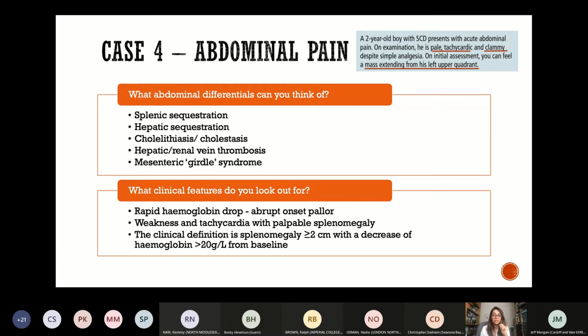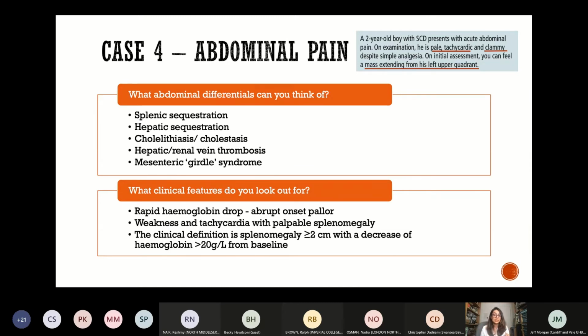Any patient with sickle cell disease presenting with abdominal pain should be assessed for splenic sequestration. This is a complication that is seen mostly in children under 2 years of age. In terms of clinical features, there is a rapid haemoglobin drop that causes that abrupt paleness.